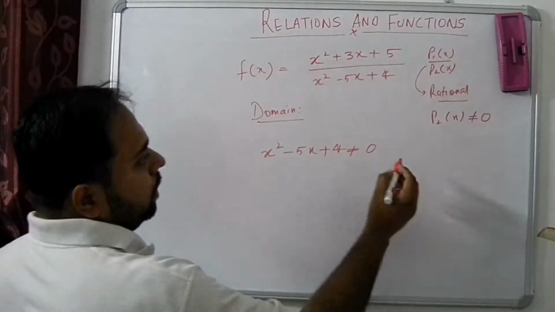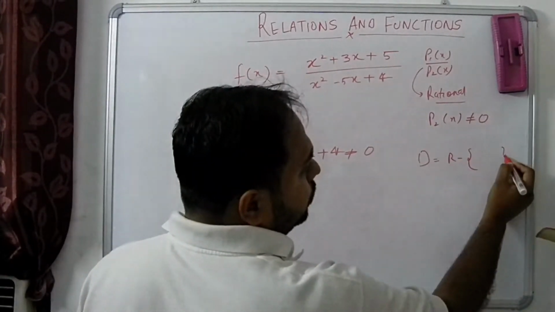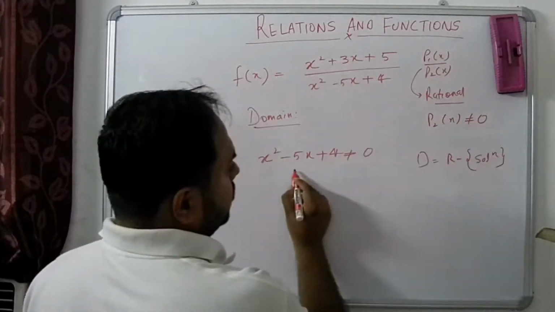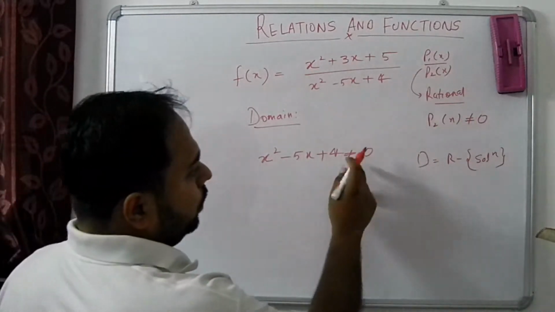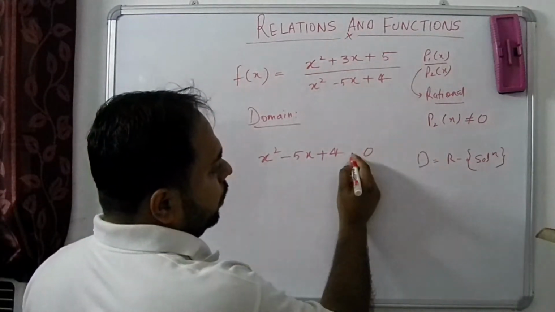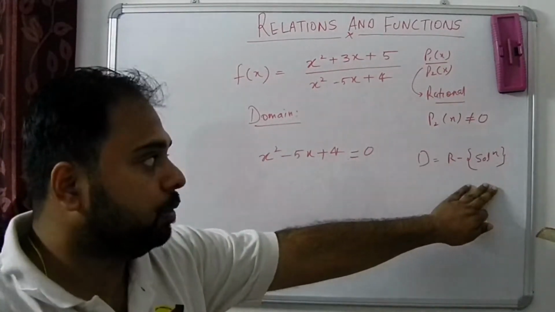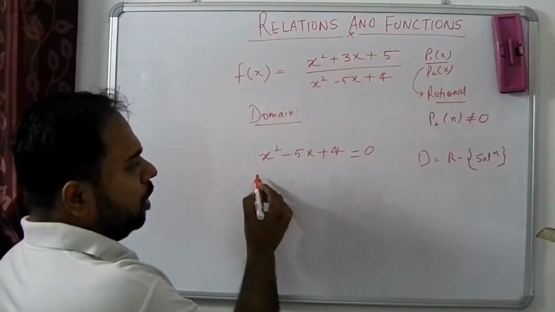So my domain is ideally R minus the solution for this equation, since it should not be equal to 0. So what I do is I equate this to 0, and whatever the values are, I remove them from the real values. That will become the domain of this function. This is easy to solve.